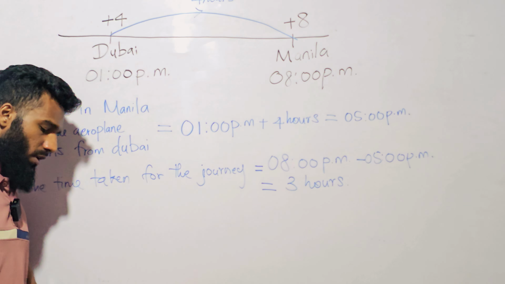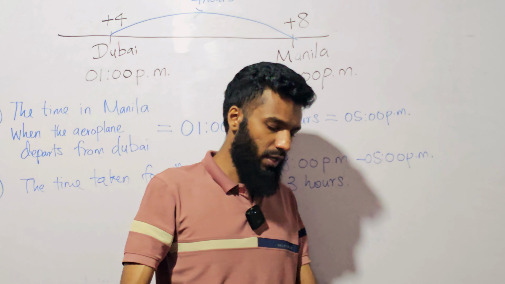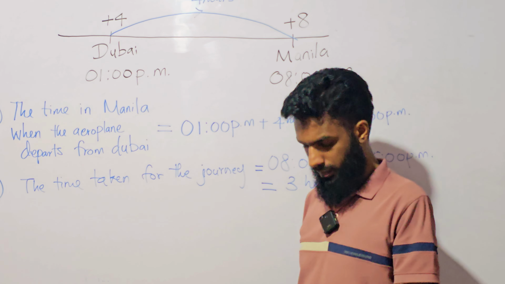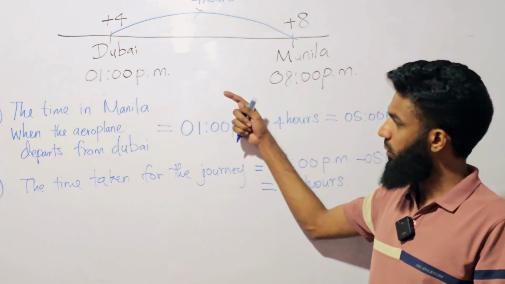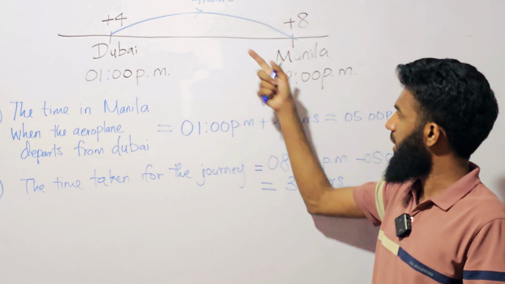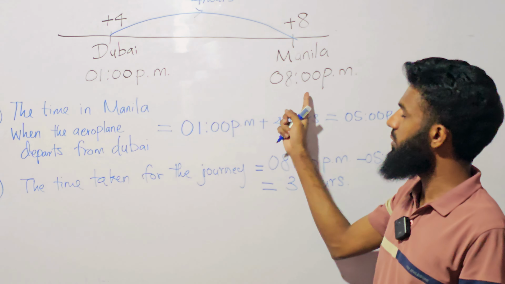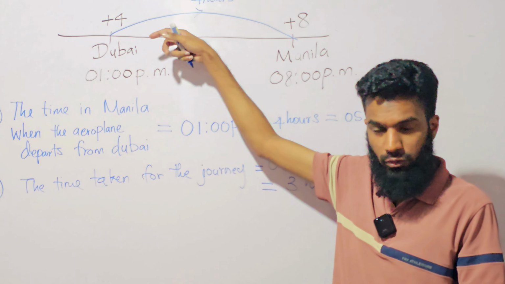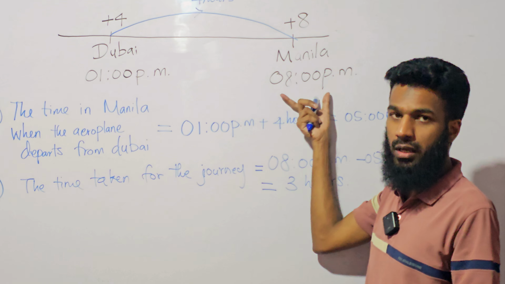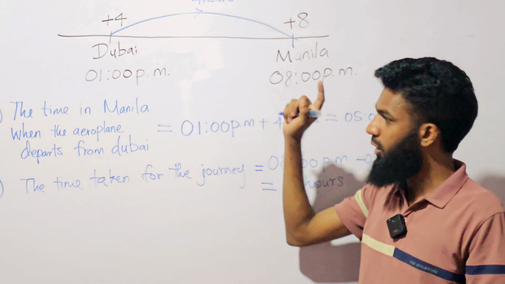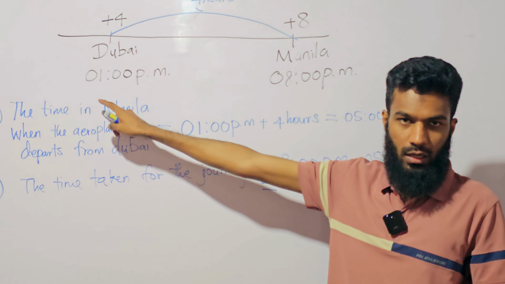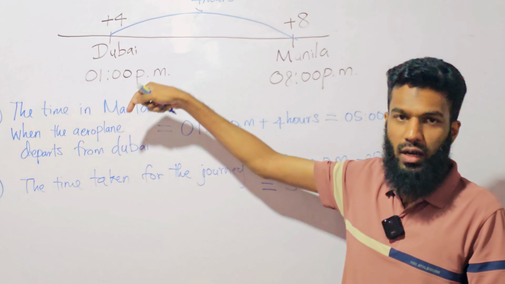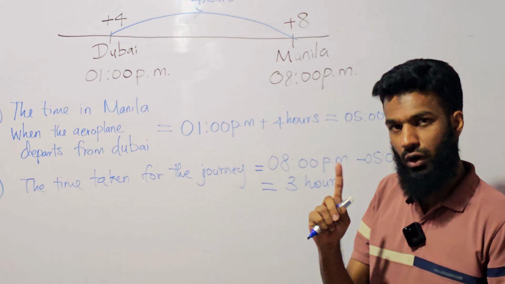Right. Third question. What is the time in Dubai when the aeroplane arrives in Manila? Okay, that can be done in two ways. When the aeroplane arrives in Manila, the time is 8 p.m. Then if you want to go back to Dubai to find out the time with respect to 8 p.m., you have to subtract 4 hours. So you will get 4 p.m. So when the aeroplane arrives in Manila, the time in Dubai is 4 p.m. Okay, that is one way.